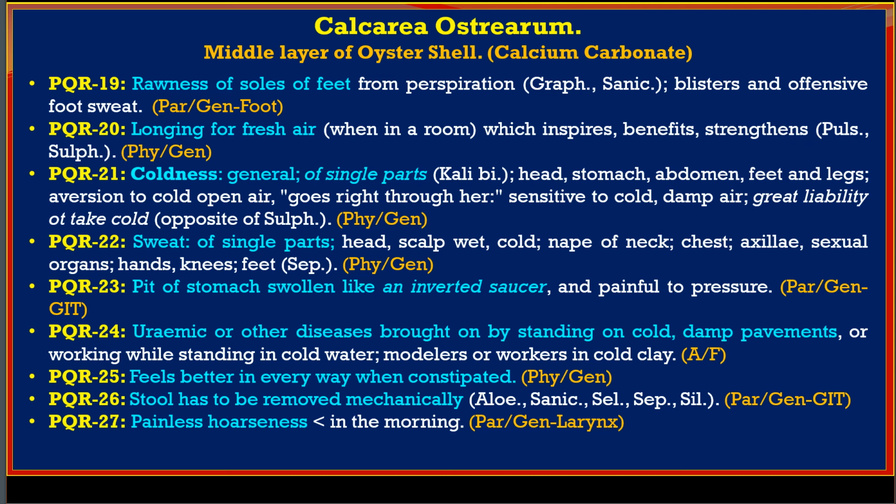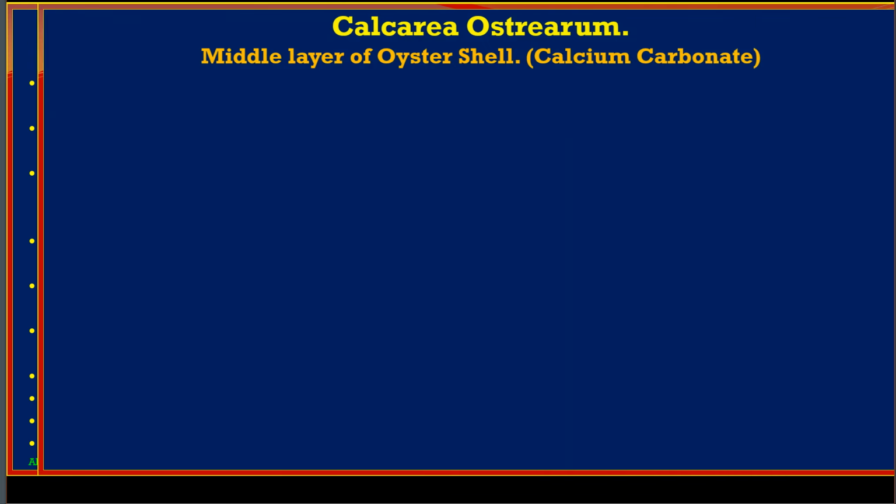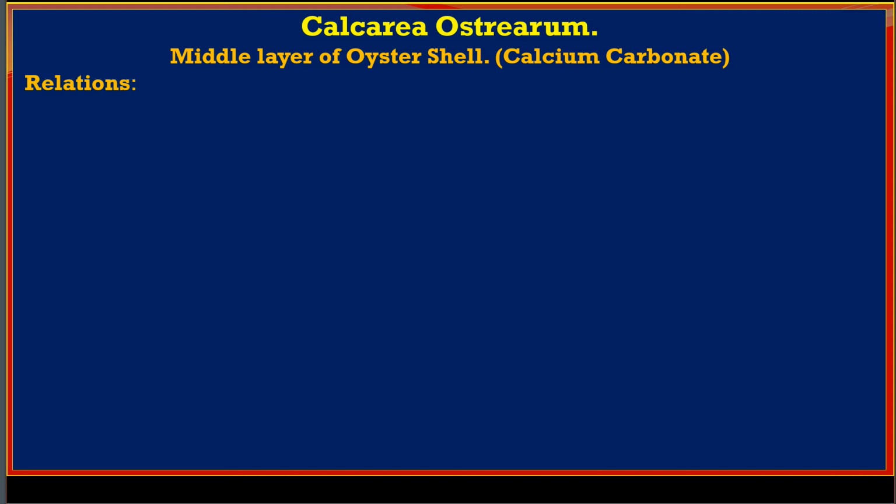PQR 27 tells us about the painless hoarseness, which is worse in the morning. It is a particular general belonging to larynx, and we have PQR 28. Desires to be magnetized like Phosphorus. This is a very important symptom of Calcarea carb. Let us go to the next relationship.